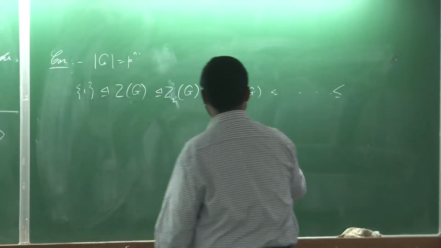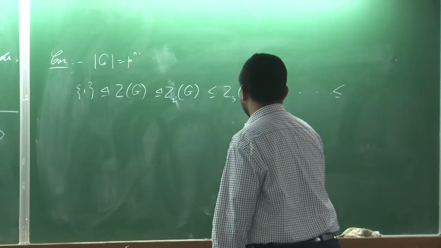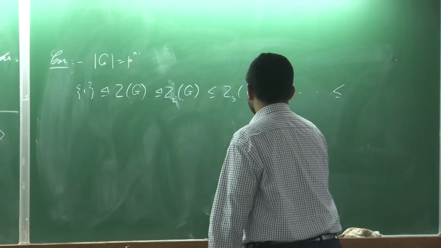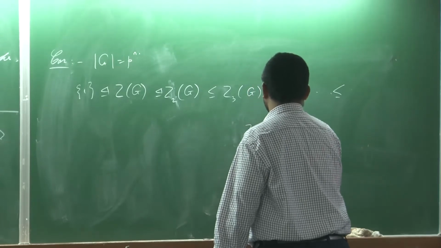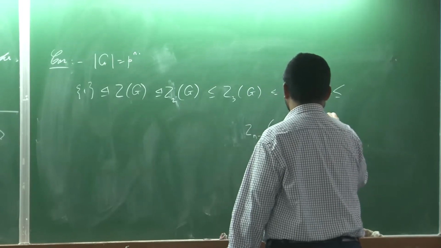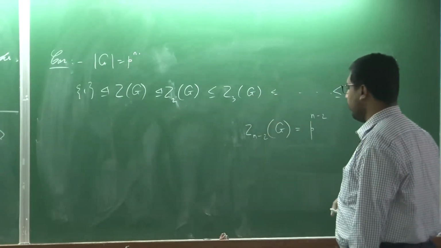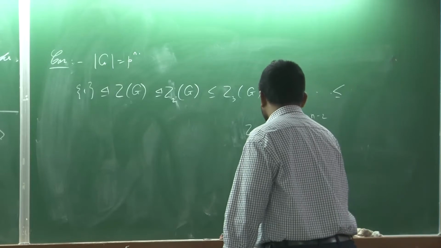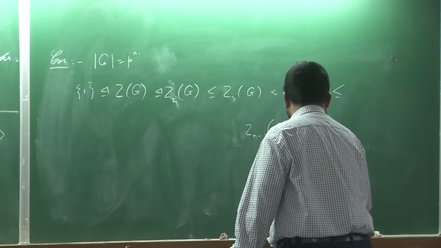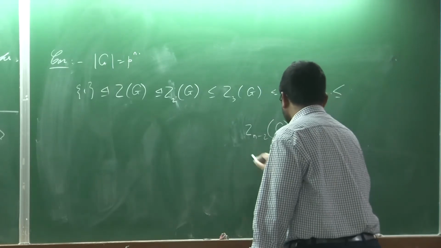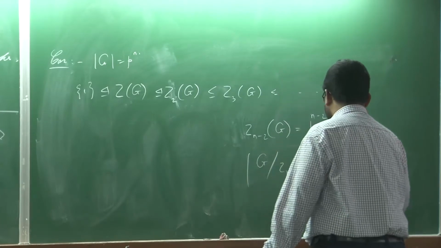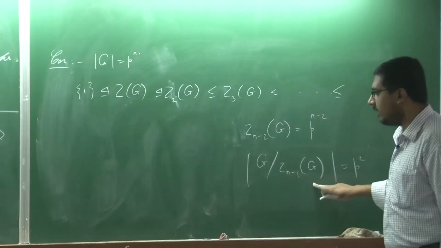Then we might have this situation where Z_{n-2}(G) will have order p to the power n minus 2, because p square, if that's how it goes, has to be this. Now but then you see, this is having order p square, so this is abelian, hence its center.